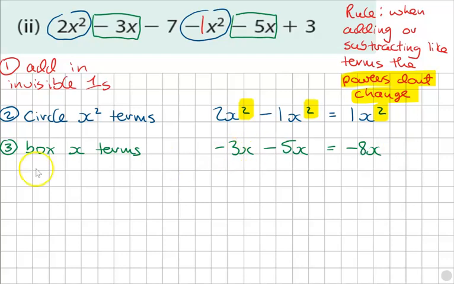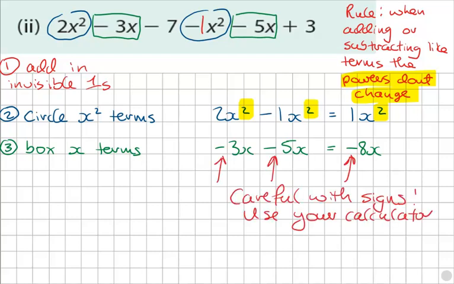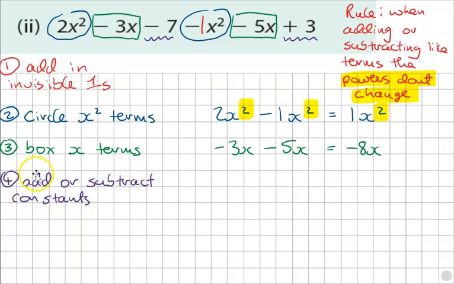So be very careful with your signs. Use your calculator. It's there for you to use. So just be careful with your signs. Step 4, add or subtract the constants. So again, the constants are the terms that have no letters. So we've got minus 7 and plus 3 left over. And minus 7 plus 3 is minus 4.